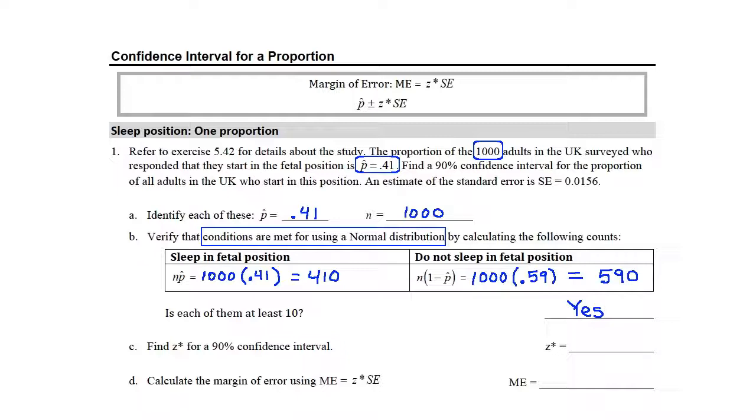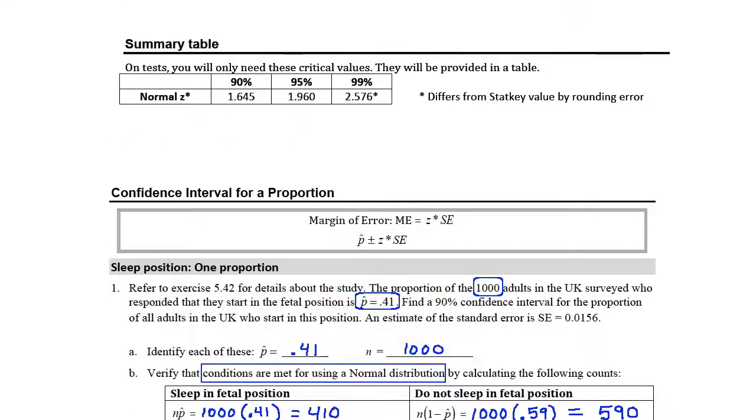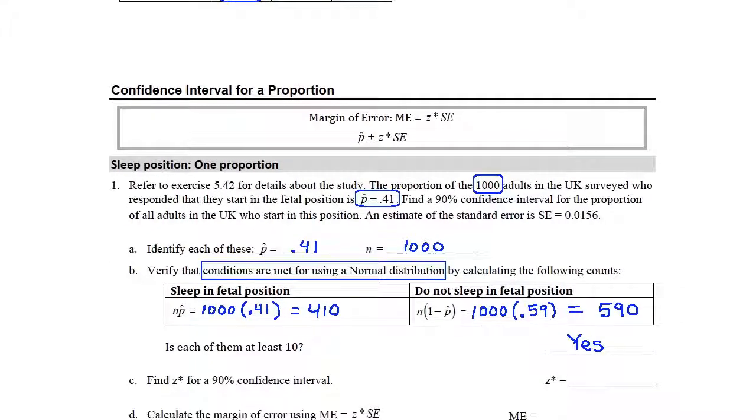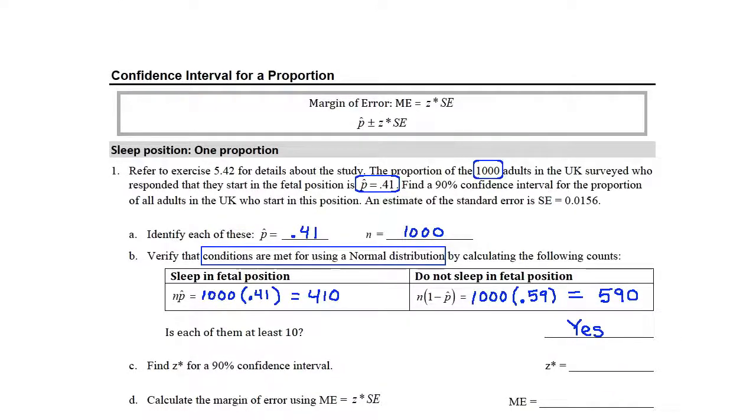Z star for a 90% confidence interval, we need to back up and look at that summary table. And for 90%, it looks like we've got 1.645, so we just write that one down. That's just a table lookup. No calculations at all in finding that Z star.